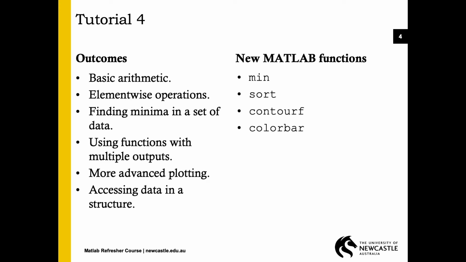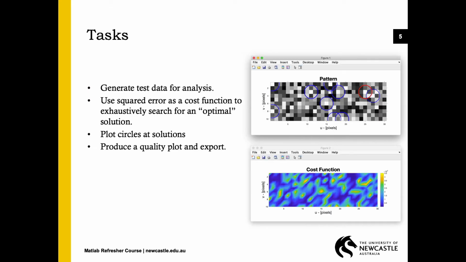So in this tutorial, we'll be using basic arithmetic and element-wise operations of the type of operation we just talked about, and we'll be finding minima in a set of data. And then we're doing some more advanced plotting and using more advanced data structures. In this tutorial, we'll be using test data for analysis. We'll use squared error as a cost function, and we'll exhaustively search the image, which just means searching the whole image for an optimal solution.